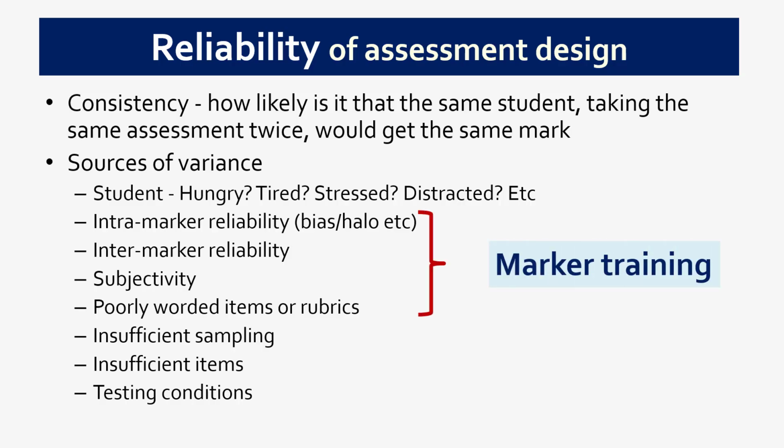For example, marker training can help us with some of the intra and inter-marker reliability, some of the issues of subjectivity, and possibly with some of the poorly worded items. We just need to explain to our examiners, to our assessors, to our academics, what do we need to do? What are some issues to look for? Just go through the details of an assessment with them before they do it.